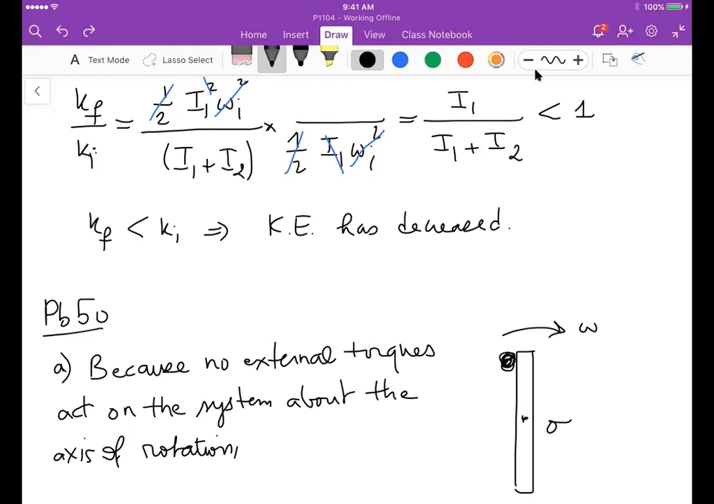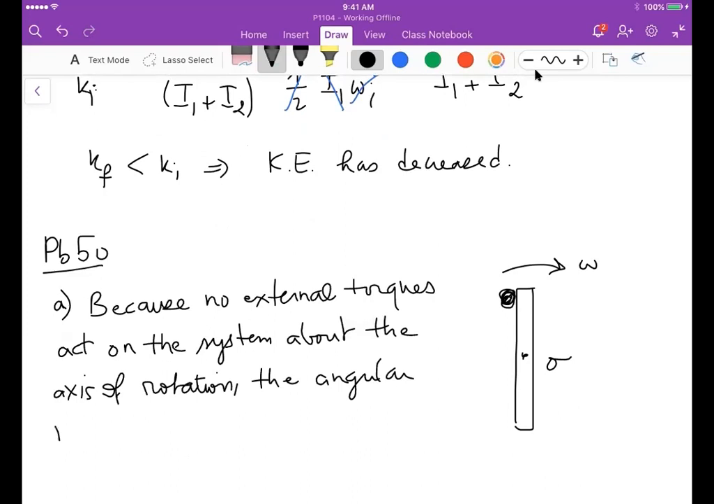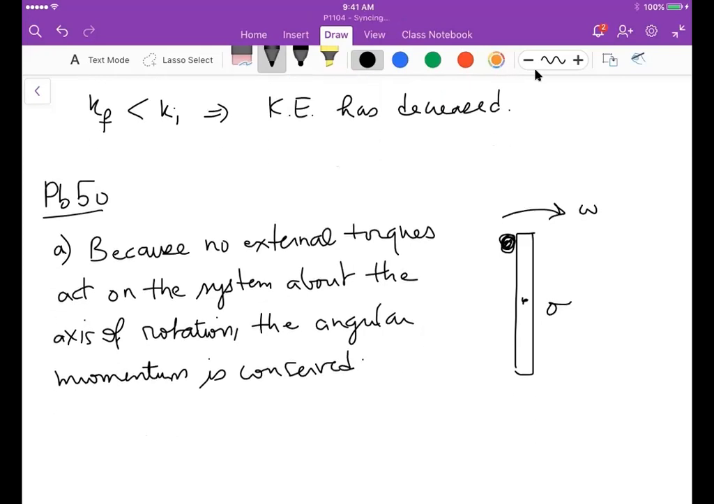The angular momentum of this system is conserved, and we can write down then L initial is equal to L final. In other words, Li equals Lf, where Li is in the initial configuration, meaning just before the collision, and L final is right after the collision.